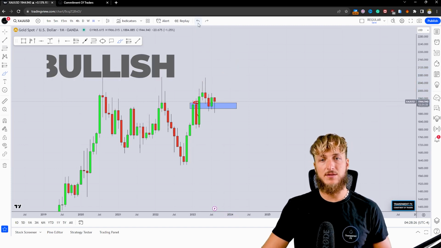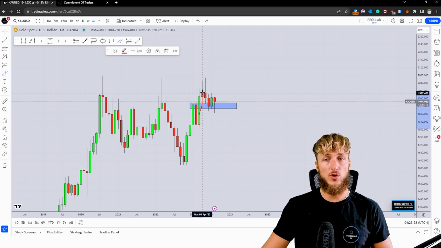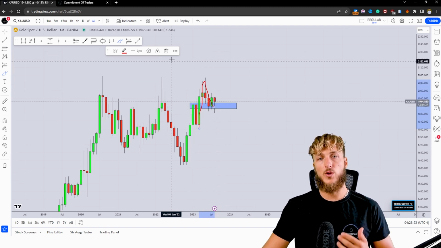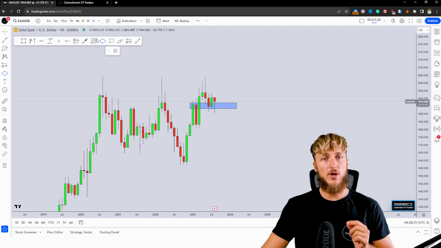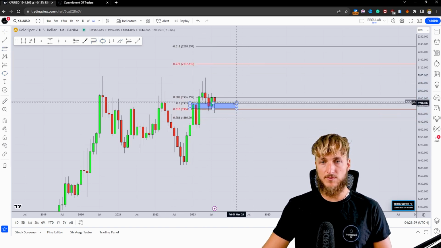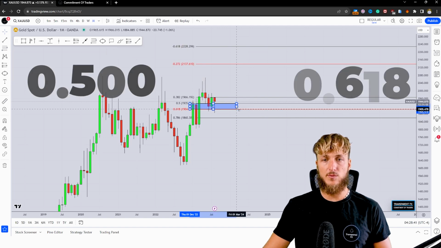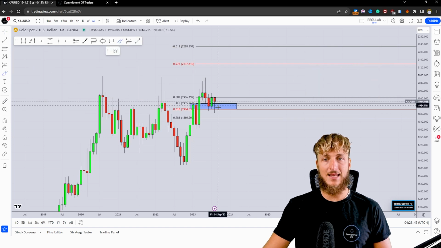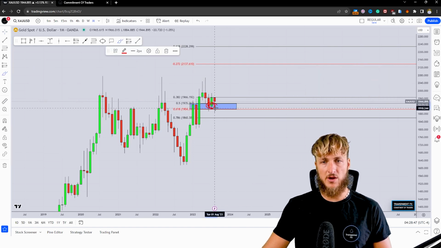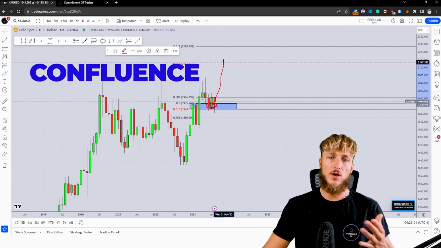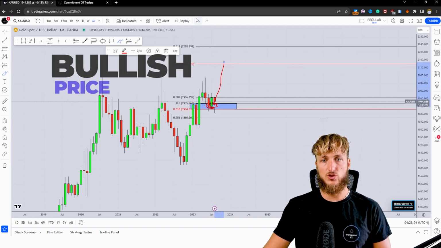We can also notice that from a pattern standpoint, we do have an impulse and correction. So in general, after an impulse, if you want to measure the correction, you have to take your Fibonacci from the low to the high of the impulse leg. And if we do that, we can see how we have the 50% and 0.618 Fibonacci retracements lining up exactly inside of this area, creating confluence of support inside of this zone from which we could expect a potential reversal to the upside.